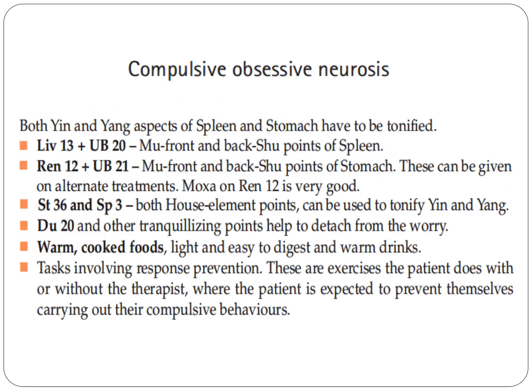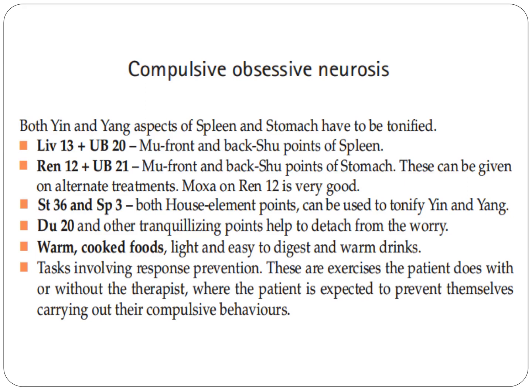Okay, so now let's go to obsessive compulsive neurosis. Both yin and yang aspects of the spleen and stomach have to be tonified. Liver 13 plus bladder 20, these are the mu front and back shu points of the spleen. Ren 12 and bladder 21, mu front and back shu points of the stomach. This can be given on alternate treatments. Moxa on Ren 12 is very good. Stomach 36 and spleen 3, both horary element points, can be used to tonify yin and yang.